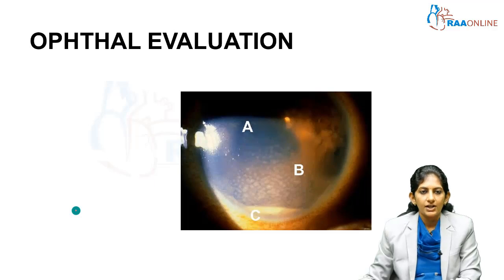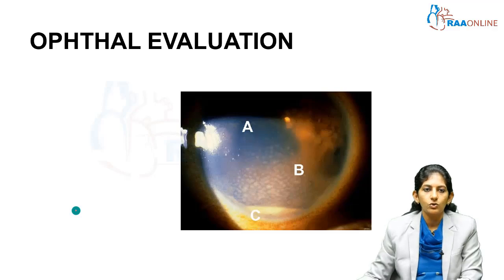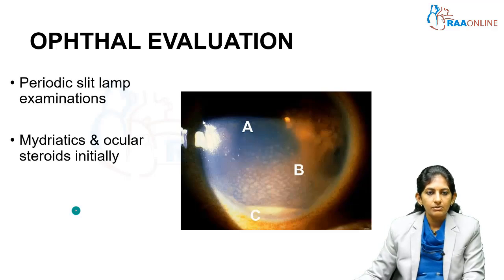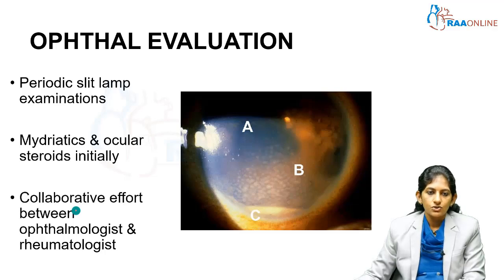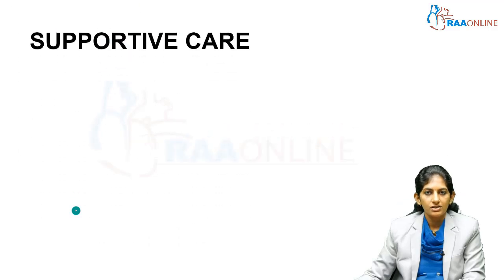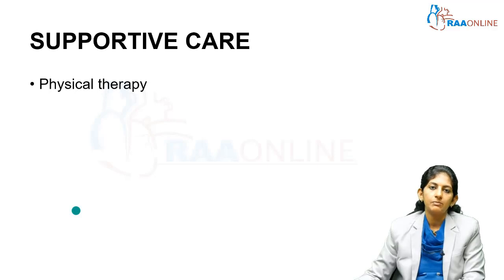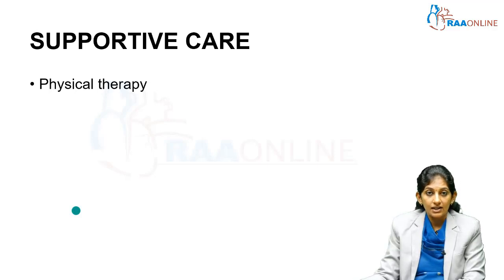Always send a child with JIA for ophthalmology evaluation, with periodic slit lamp examination to look for uveitis. Treatment will be mydriatics and ocular steroids initially, and then the child should be under collaborative care between an ophthalmologist and rheumatologist.